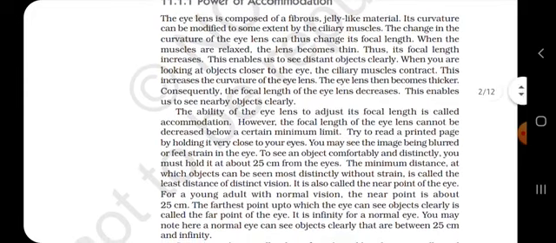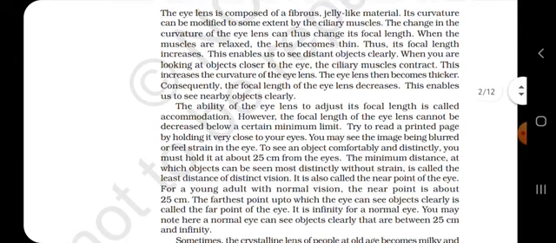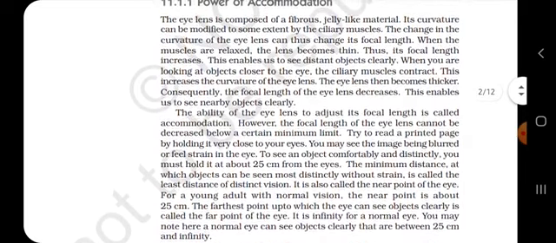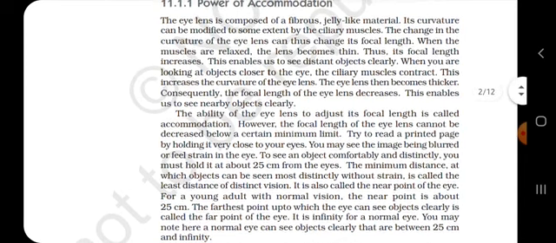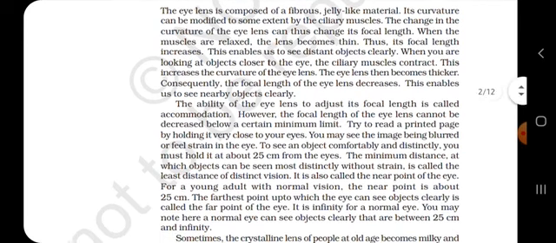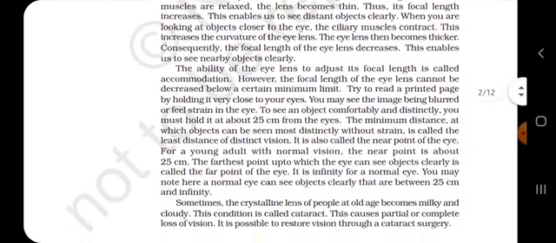The ability of the eye lens to adjust its focal length is called accommodation. The nearby point of the eye which we can see clearly, the nearest object without strain in the eye, is 25 centimeter. Okay, the most nearby point of a human eye is 25 centimeter. If you keep things closer than 25 centimeter, you cannot see things clearly.